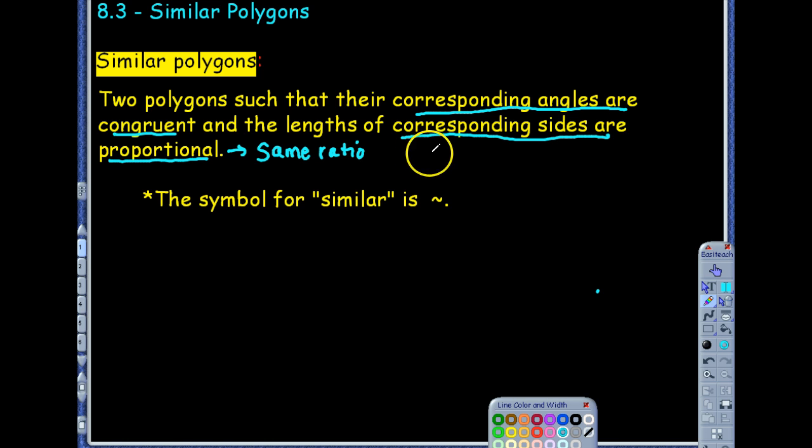Again, that word corresponding, you're going to hear us stress that in some of these examples. Because we're going to be using this quite a bit, we have a symbol for it, what we call a tilde. We've seen that symbol in the congruent symbol. It's like you take the equal sign away from it, because these are not equal. They are similar.